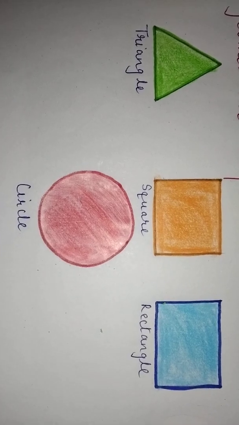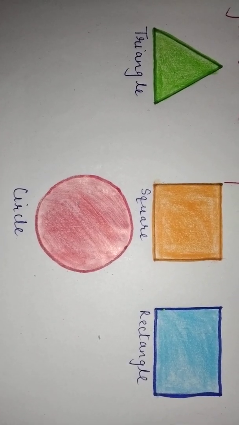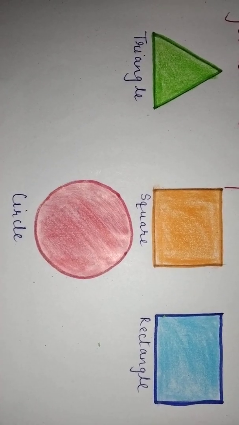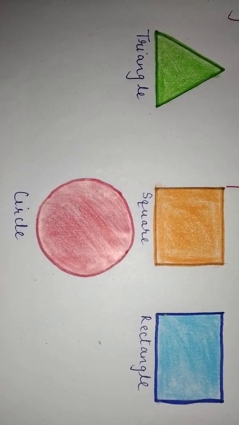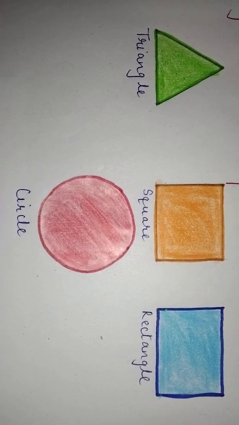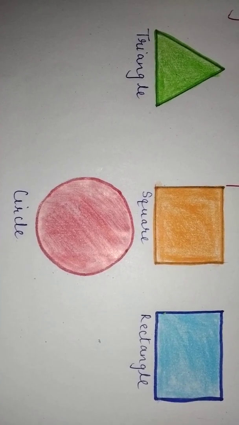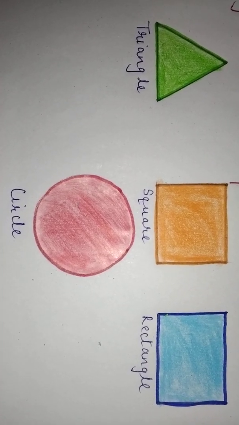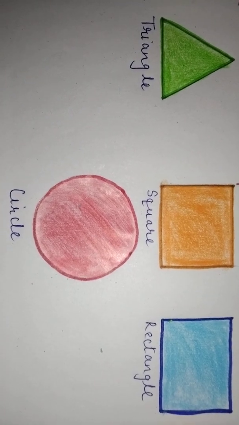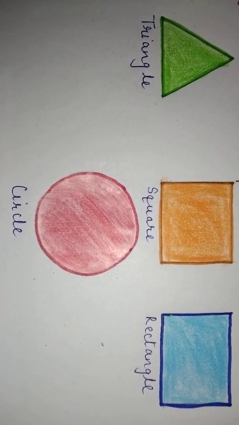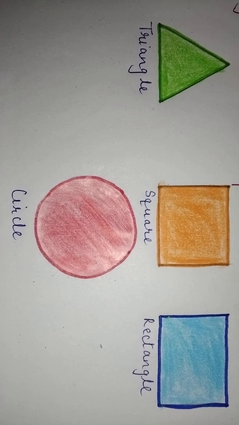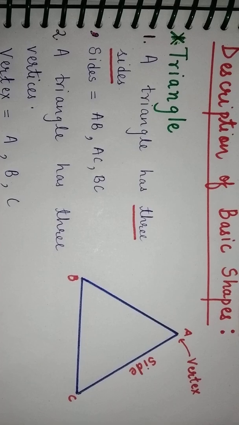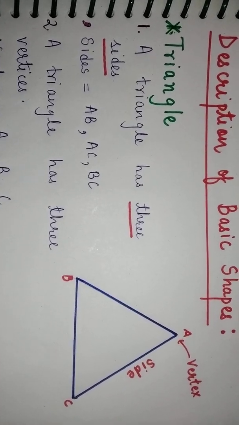And the shapes that you are seeing over here are plane shapes and two-dimensional shapes. Okay, so these shapes have two dimensions, that is length and breadth. So you can only see the two dimensions of these figures. So they are 2D shapes. Okay, so let's move on to the description of these basic shapes one by one. Okay, children, so let's take up the description part.